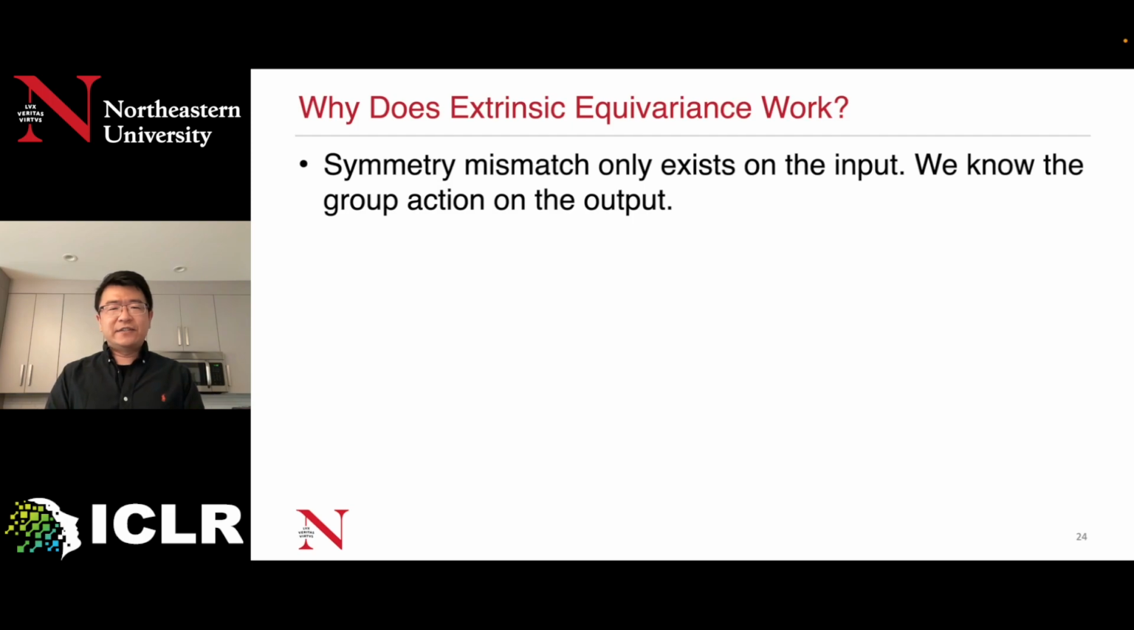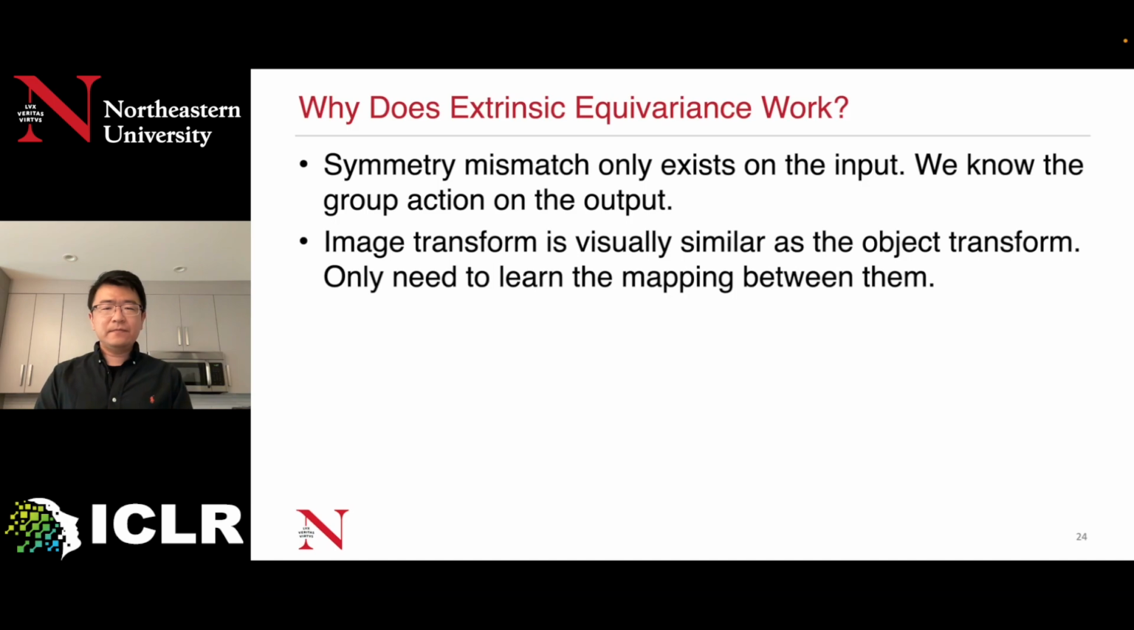But why does extrinsic equivariance work? First, the symmetry mismatch only exists on the input of the network, but not on the output. We always know a priori about the group action on the output space. This is an important inductive bias that can still aid learning. Second, the image transformation might be visually very similar to the object transformation, so the network will only need to learn the mapping between them. This significantly reduces the learning complexity.